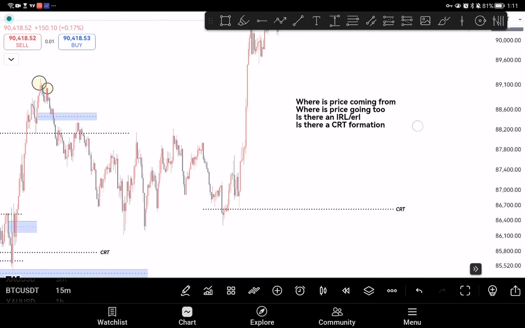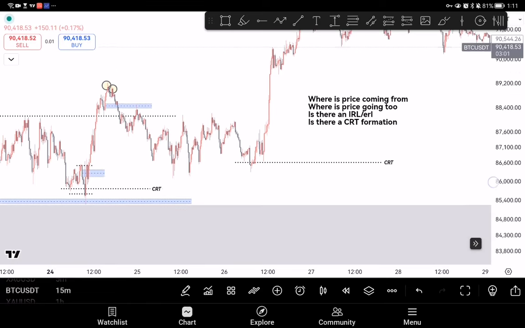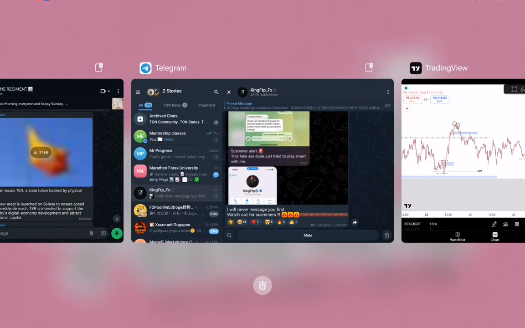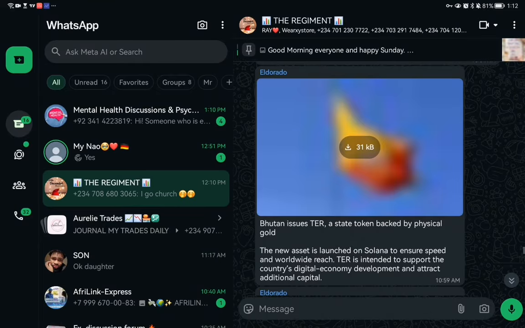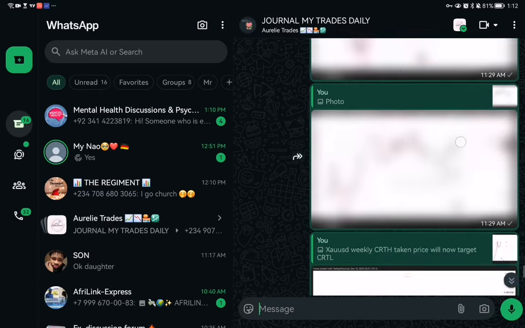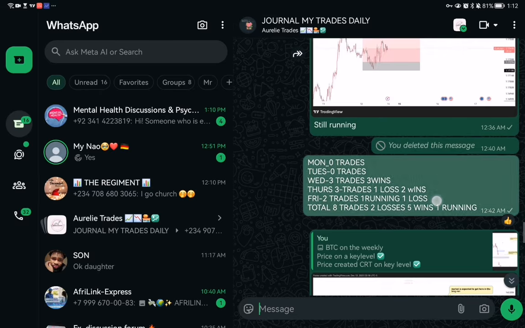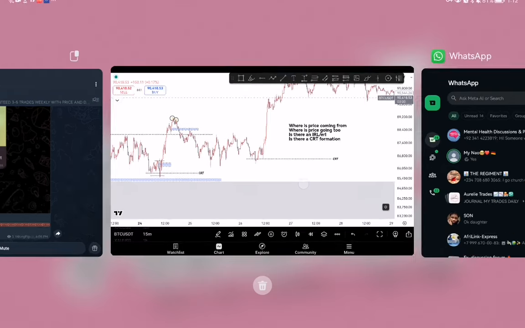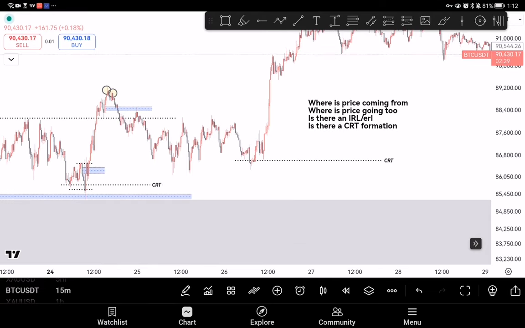And I think this is what has given me a good win rate. Let me take you guys to my group. I have a group where I literally journal my trades. And this week, this is what happened this week. I had a total of 8 trades, and out of these 8 trades, I had 5 winning trades and 1 is running in profit. So that is basically how I trade. That is basically it for my trading.